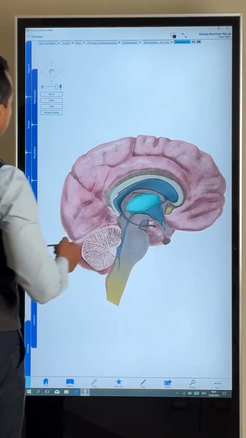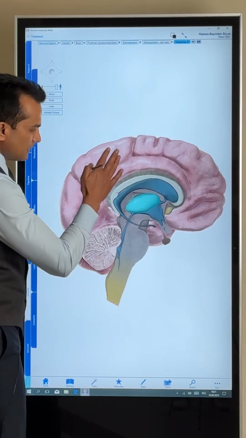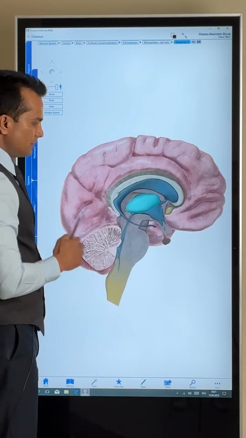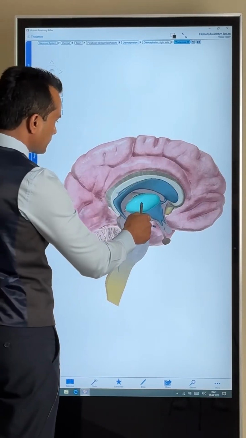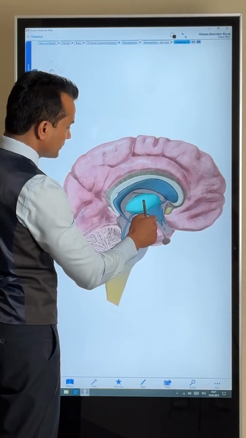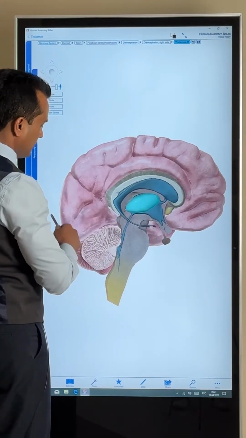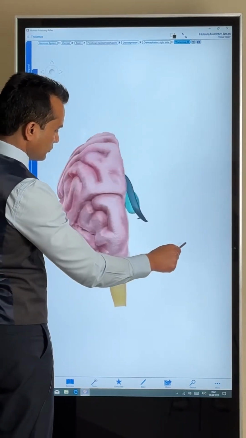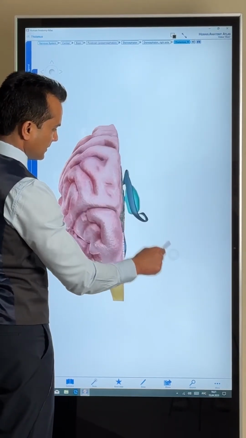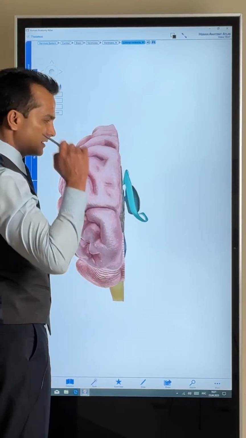here you can see the thalamus, this is the median sagittal view of your brain. In this view, this egg-shaped structure is visible to you. This is the right side of the brain and this is your right thalamus. Here you can see in this posterior view, this is your right thalamus and this is your right lateral ventricle.